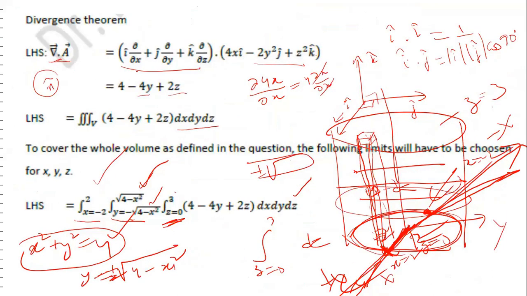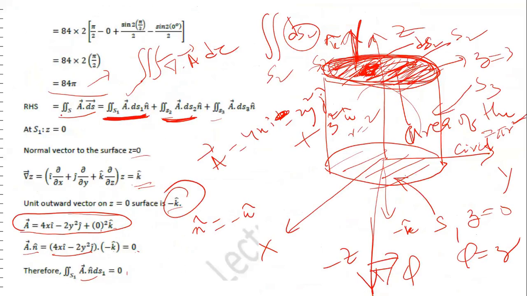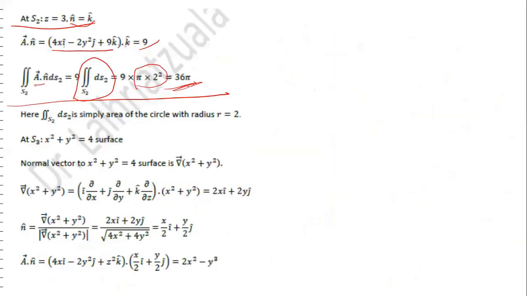For the left-hand side, we calculate the divergence of A and do this volume integration, considering the volume element as dx dy dz, because we are considering the Cartesian x, y, z coordinate system. And for the right-hand side, as we discussed at the very beginning, we have considered three surfaces. One surface S1, another surface S2 here, and another surface S3, which is the curved cylindrical surface. We have calculated the flux over this surface and found it to be 0. And again, we calculate the flux over this surface and obtain it to be 36 pi.